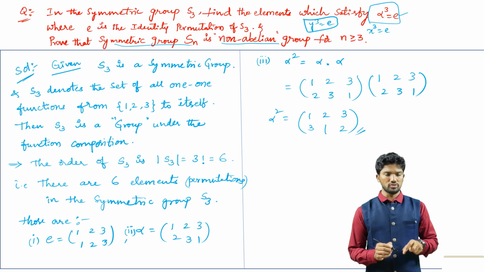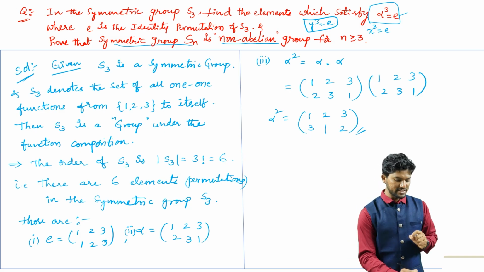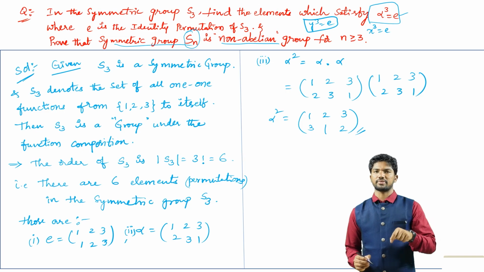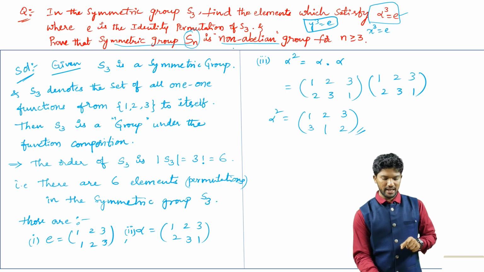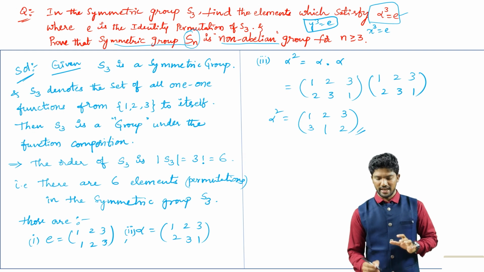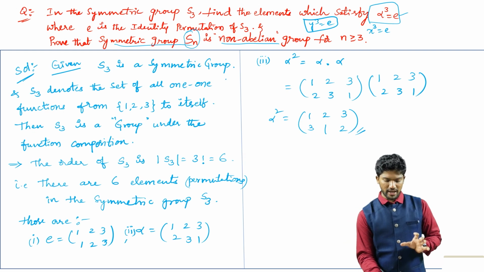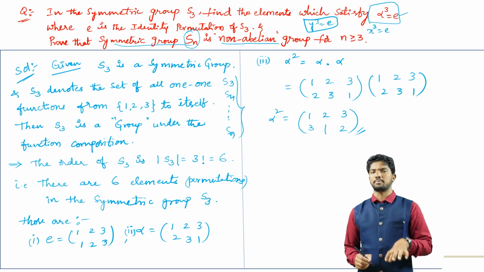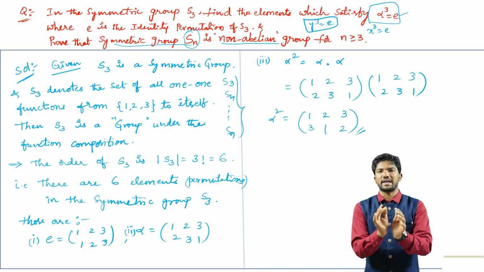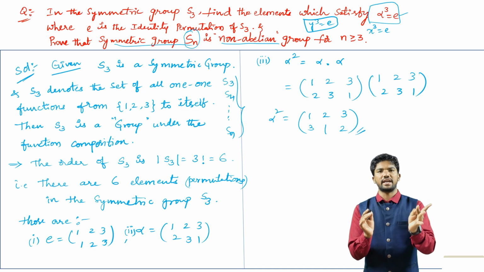Also, he is asking us to prove that Sn, the symmetric group with degree n, is a non-abelian group for n greater than or equal to 3. N greater than or equal to 3 means you can write S3, S4, S5 and so on. These symmetric groups all have permutations, and they satisfy the group conditions: closure property, associative, identity, inverse.